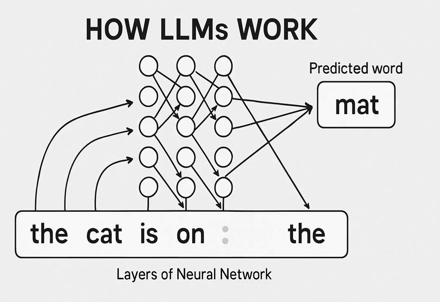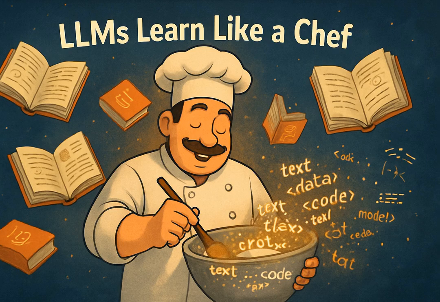Okay, so how do they actually work? At their core, LLMs are giant pattern recognizers. They break down sentences into tokens, basically chunks of words, and then use billions of parameters to guess what comes next. It's like having a friend who's read every book in existence and can guess the next line of any story.